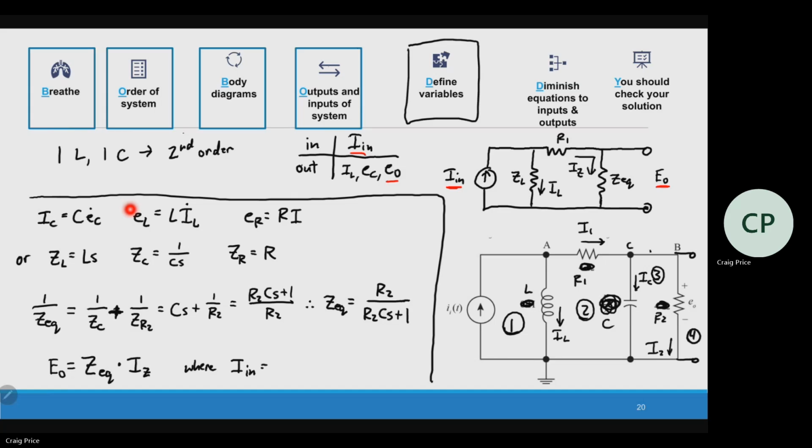IN, this is my KCL, is equal to the inductor current plus the current going through the rest of it. So we're going to have to use that definition to set this up and eventually maybe cross out some IL. So we've got a lot of work ahead of us.